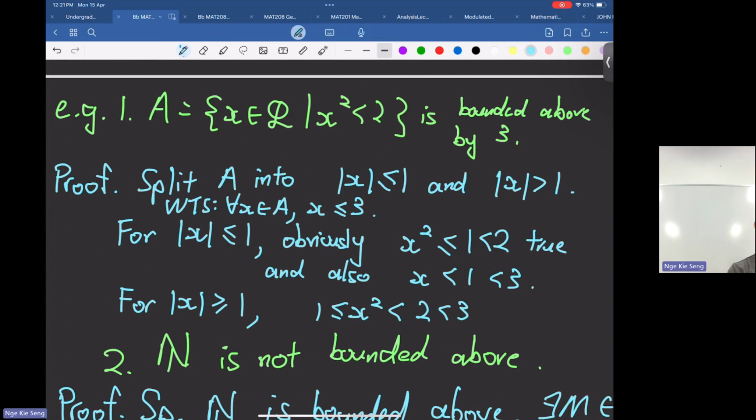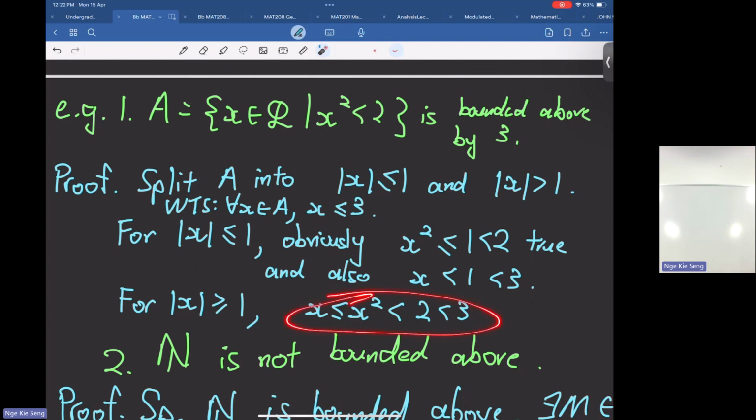This is the reason why I split my S into less than or equal to 1 and greater than 1. Because if I square anything greater than 1, x squared will be greater than or equal to x. Is it true? True or not? True, right? Okay, so that I can use the chain of inequality here to see that x is actually less than 3, using transitivity. Does that make sense?